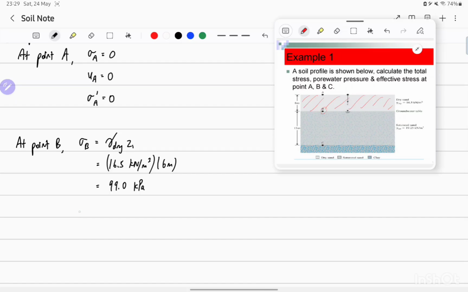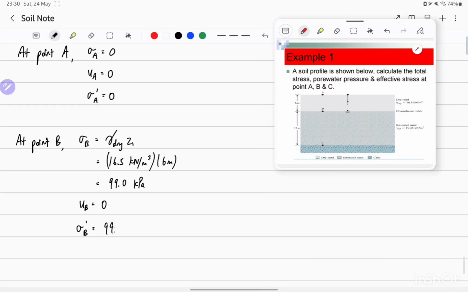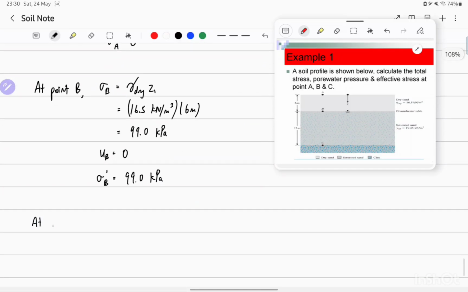Then for the pore pressure at B, is there water on top? The clue is it's dry sand and it's above the water table, which means that there is no water on this layer. Hence, we can say the pore pressure is 0. So the effective stress will be purely by the sand, and it's the same as the total stress of 99 kilopascal.